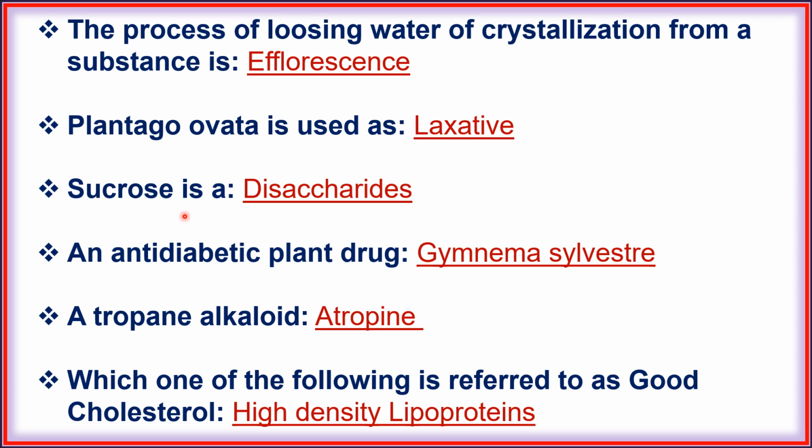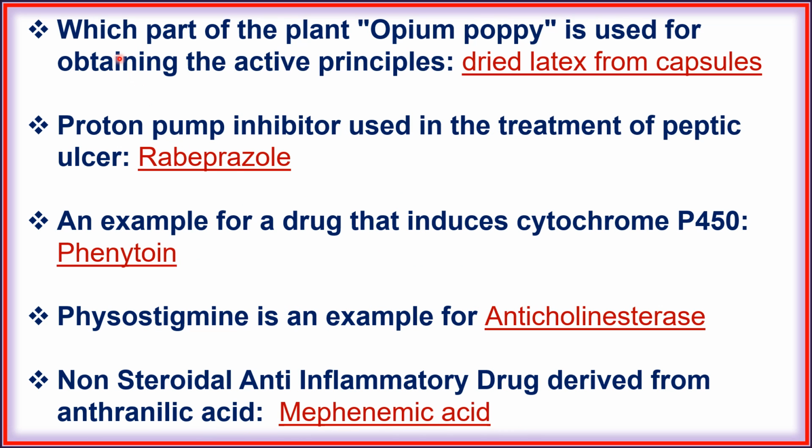Next, sucrose is a disaccharide. Next, an anti-diabetic plant drug is Gymnema sylvestre. Next, a tropane alkaloid is atropine. Next, which one of the following is referred to as good cholesterol? That is HDL, high density lipoproteins. Next, which part of the plant opium poppy is used for obtaining the active principles? Dried latex from capsules.